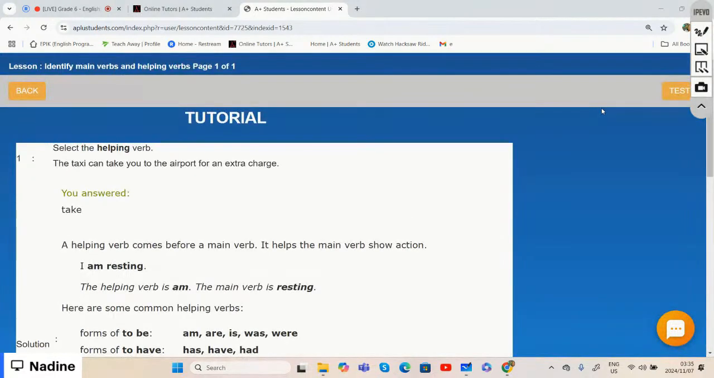All right. So now we're going on to our test, right? We're going to do our test. And keeping in mind, our main verb is the action within a sentence. And a helping verb helps the main verb to show the action. And you'll basically find the helping verb comes before the main verb within a sentence.